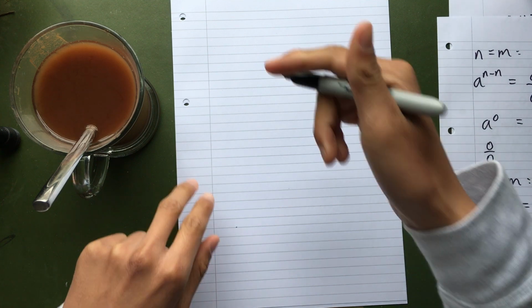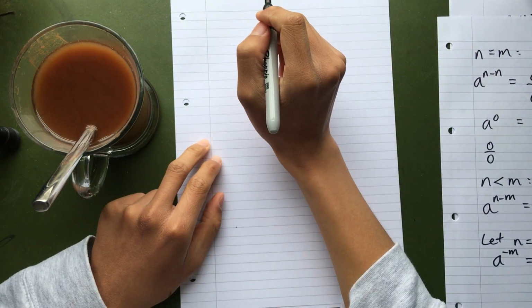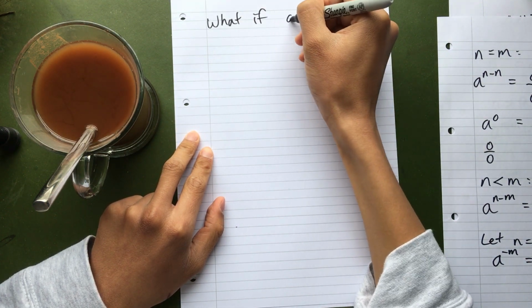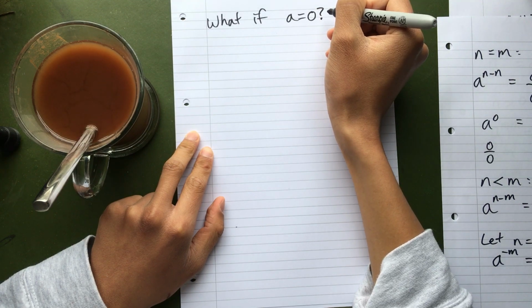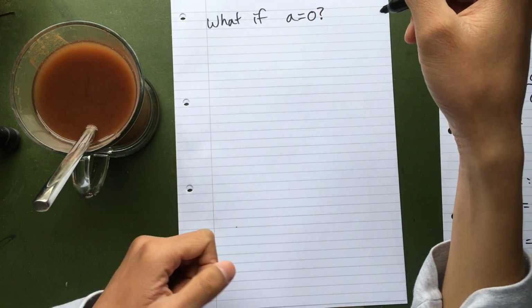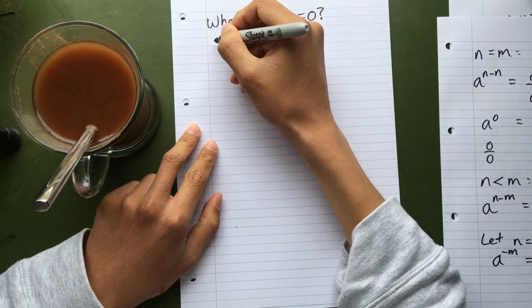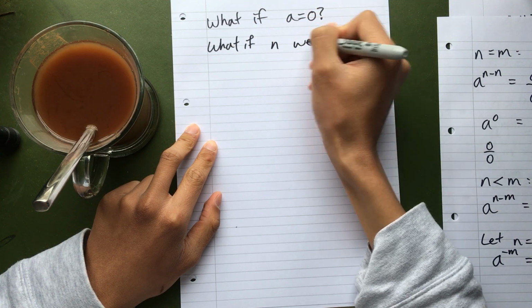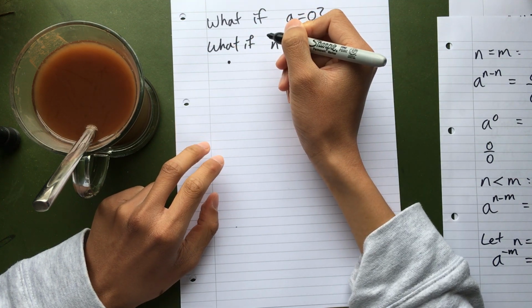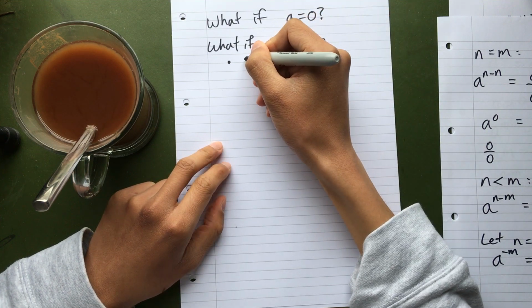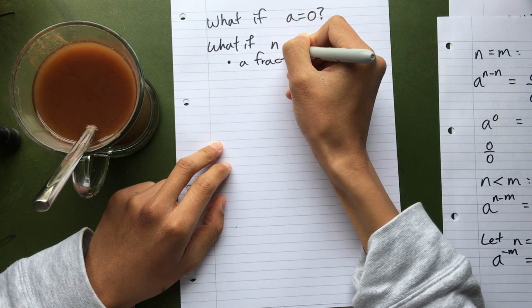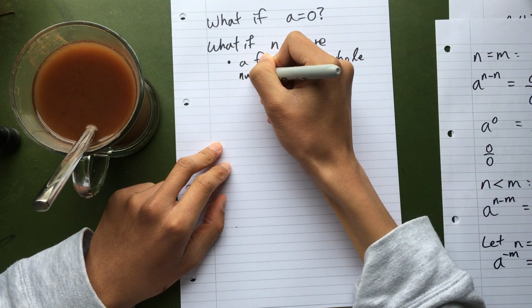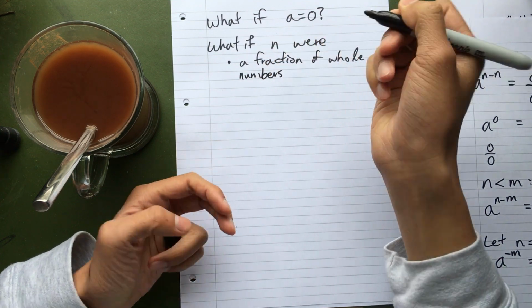So a challenge for you then is to try and extend these ideas further. What if a were equal to 0? I said earlier it's a special case. In what sense is it special? Do 0 powers, negative powers still make sense? What if n were not just whole numbers? What if n were a fraction of whole numbers? How should we define powers that way? Is there a sensible definition?